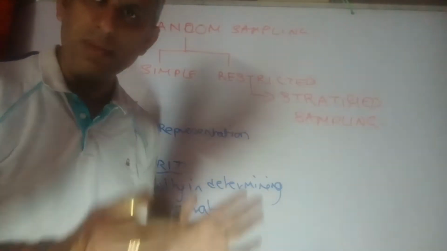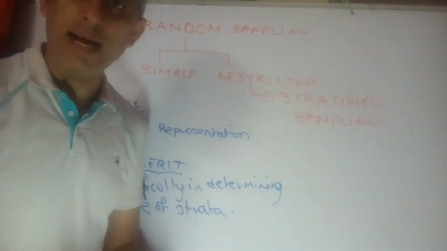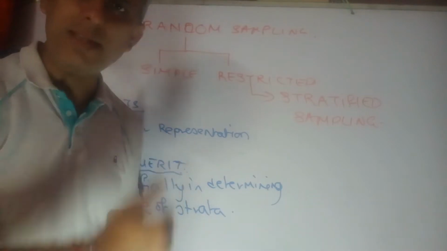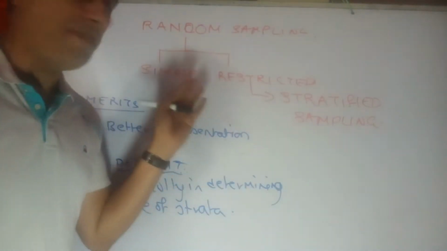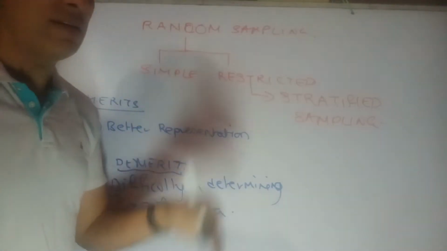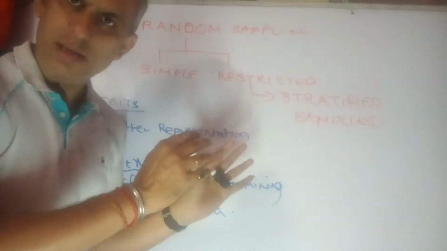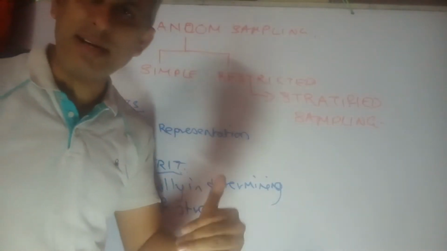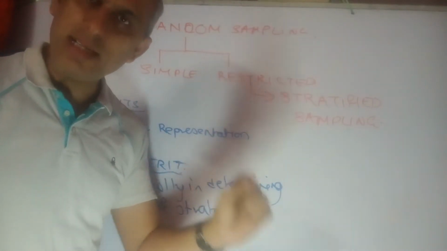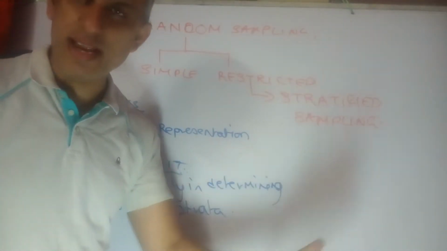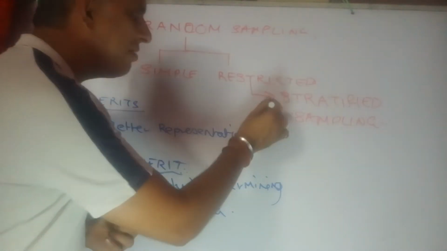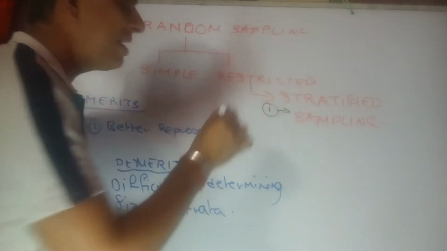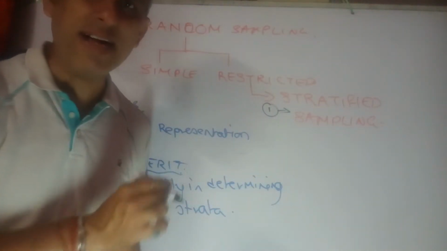Right, students. Let's move ahead and try to find out some other methods of sampling. Simple random sampling we did in the previous class. Now we move into restricted random sampling, students. Restricted random sampling comes in various variants, of which the first variant we are going to take in today's class is stratified sampling.